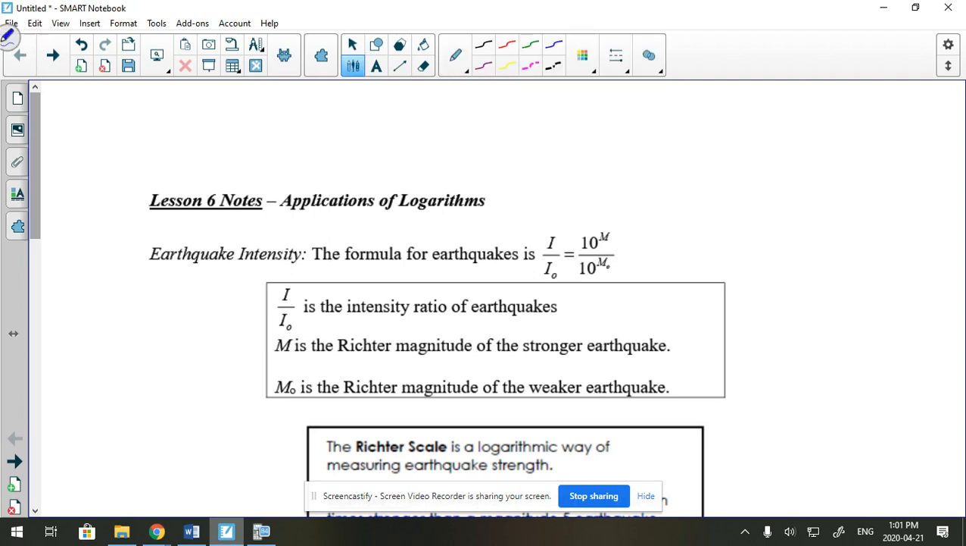The first topic we're going to cover is earthquake intensity. So you may have heard of the Richter scale and the way we kind of classify different earthquakes, and it's actually based on a logarithm. So this is the formula to determine earthquake intensity. I over I naught is the intensity, and then M is the Richter magnitude of the stronger earthquake, and M naught is the Richter magnitude of the weaker earthquake. So for all your earthquake questions, you're going to start with that formula, and then you're going to have to rearrange and kind of solve for something.